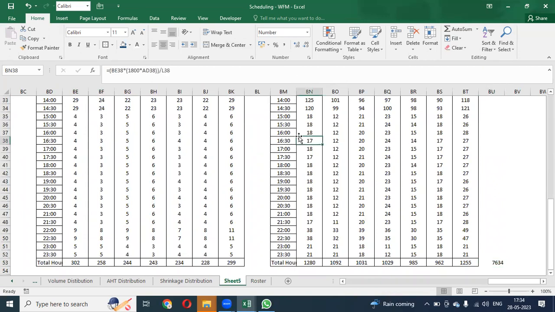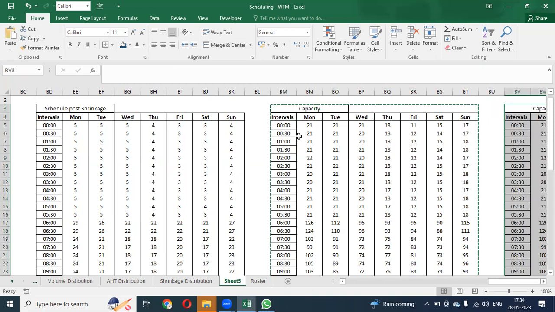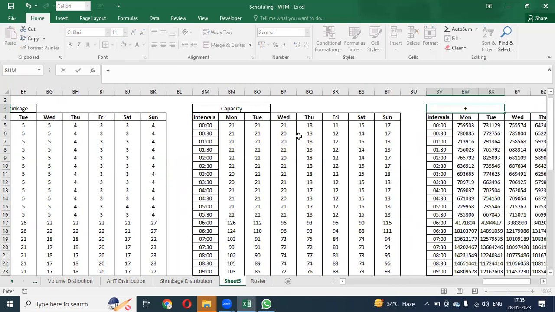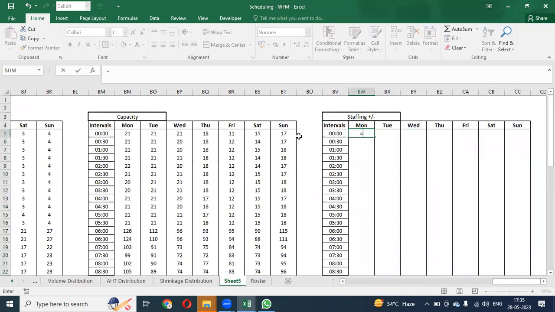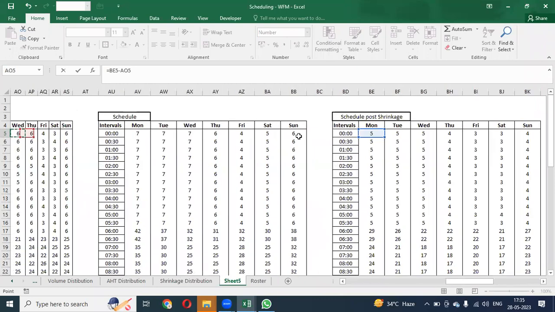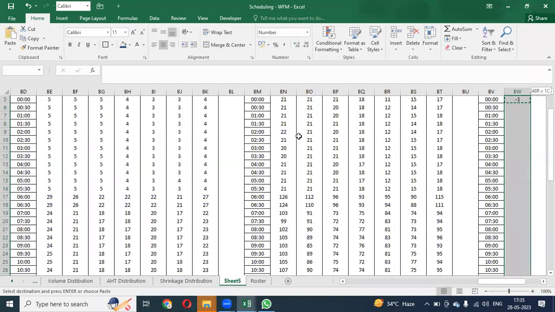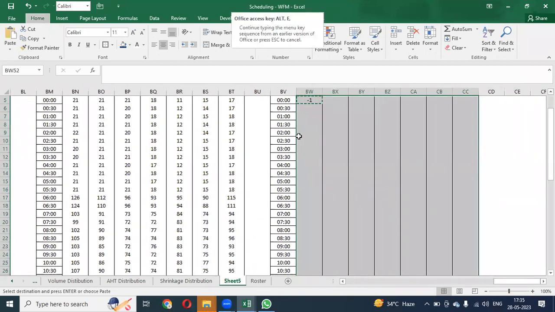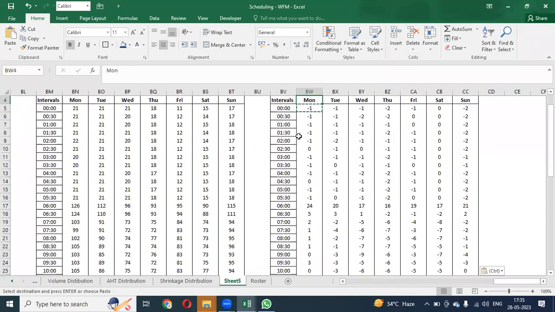Okay. Now moving to the overs and unders. So first of all, we will look into staffing, overs and unders. So this is my post shrinkage number, and this is my requirement. So here you can see that I'm minus by 1 headcount. So everywhere almost we are minus.